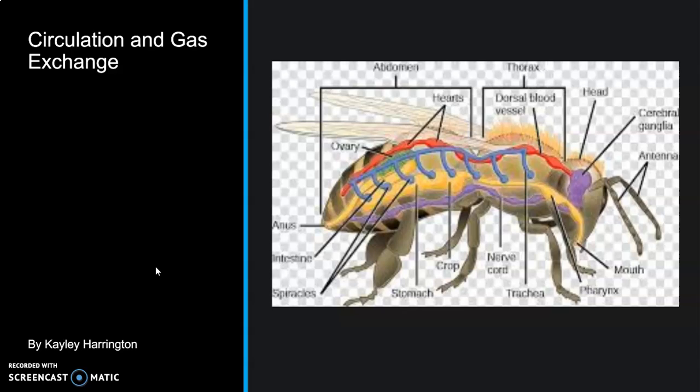Today I'm talking about something very exciting: circulation and gas exchange. I have a picture of a bee.